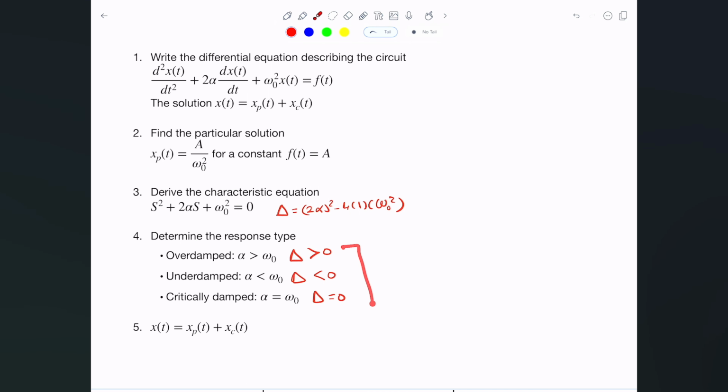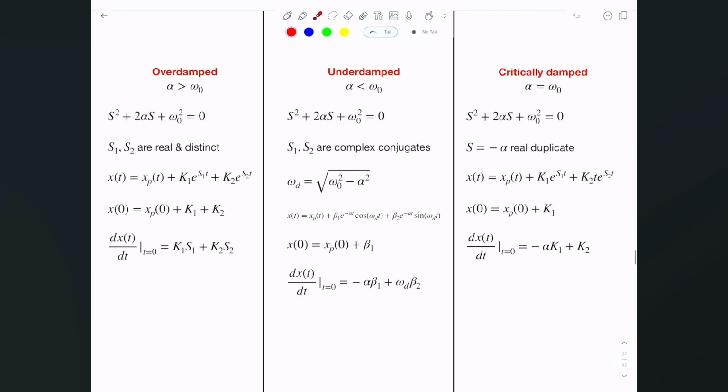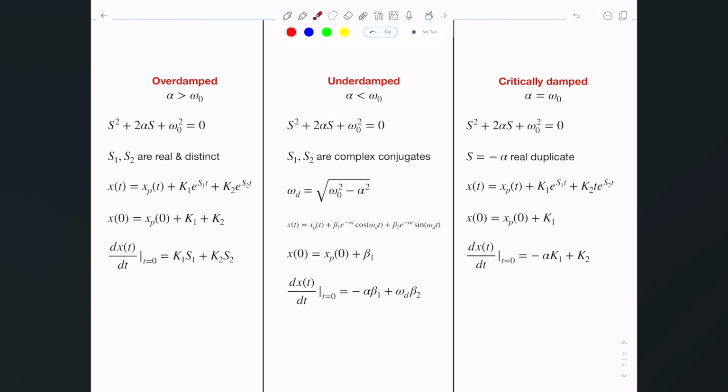And just as a quick reminder, overdamped, underdamped, and critically damped each have a different solution. Again, these are based on the value of alpha and omega 0, or the discriminant of the auxiliary equation, or the characteristic equation. So in the overdamped response, S1 and S2 are real and distinct, versus in the underdamped, they are complex conjugates, and in critically damped, alpha is real and duplicated. We have only one in here.